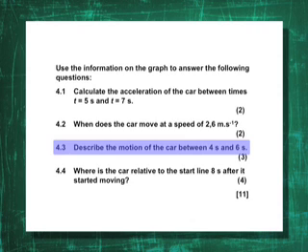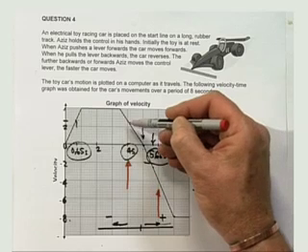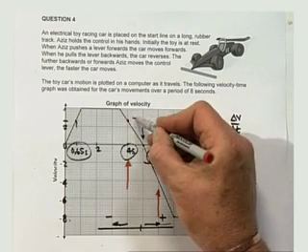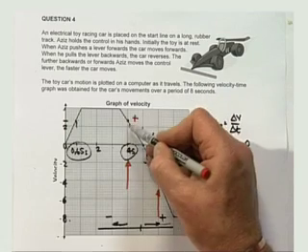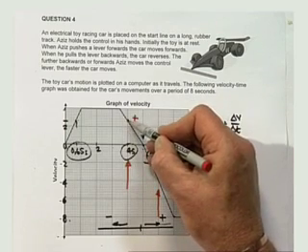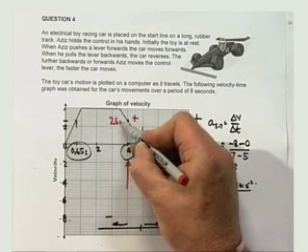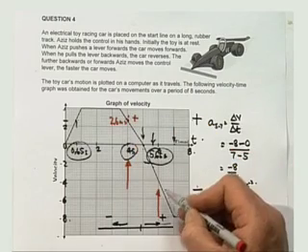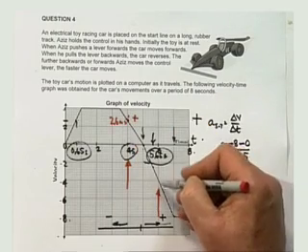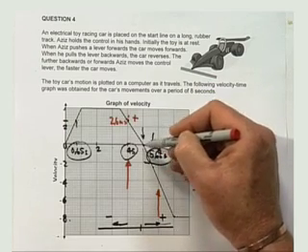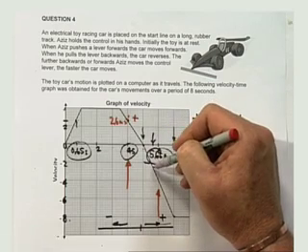The next question asks us to describe the motion of the car between 4 seconds and 6 seconds. Now, at 4 seconds, the car is moving in a positive direction at a velocity of, in fact, we've worked this out already, 2.6 meters per second. And then at 6 seconds, it's moving in the opposite direction, but between that time, it has gone through 0 and it has changed directions.